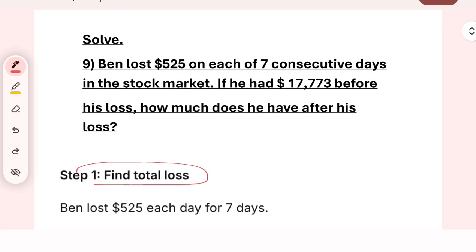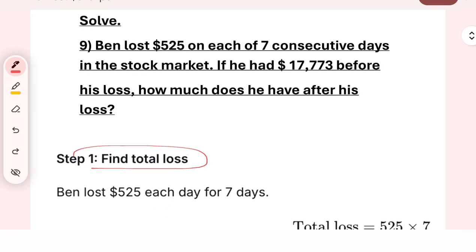All right. So what we need to do is know how much money Ben had originally before he lost his money in the stock market. Of course, we need to find how much he lost. That's the total loss. The problem says Ben lost 525 on each of the 7 consecutive days. So that would be 525 each day, and you multiply it by the 7 days.